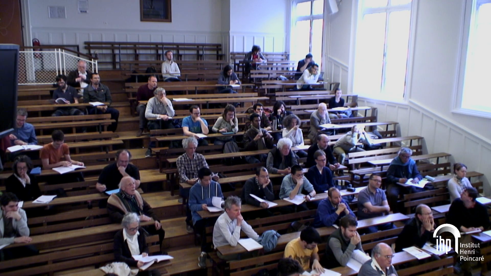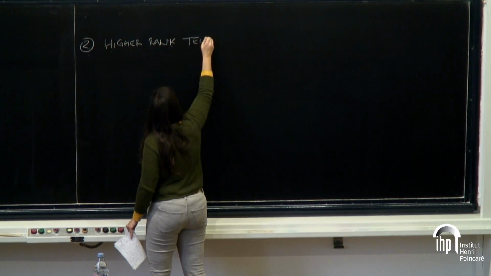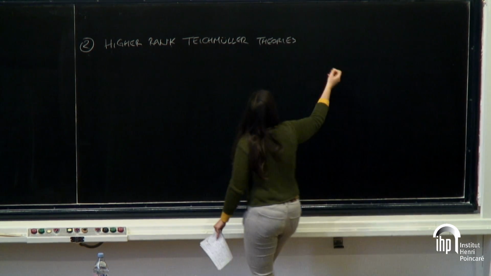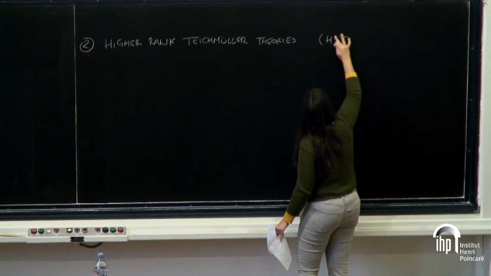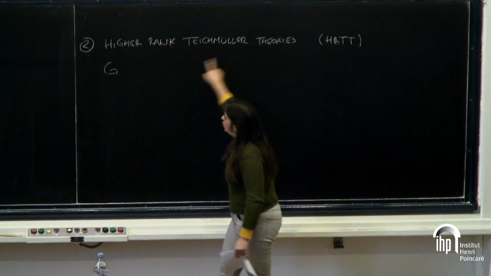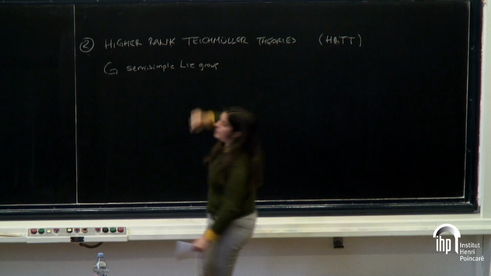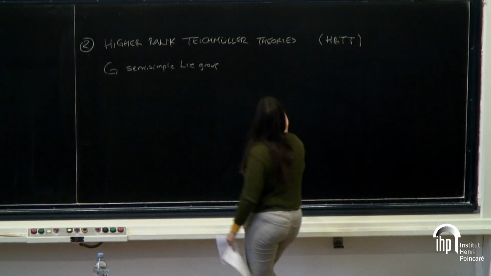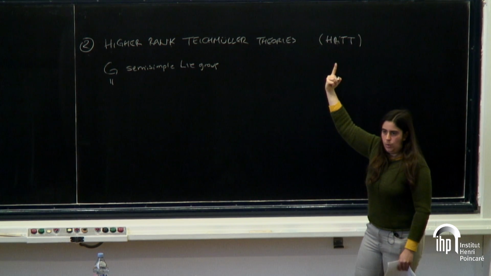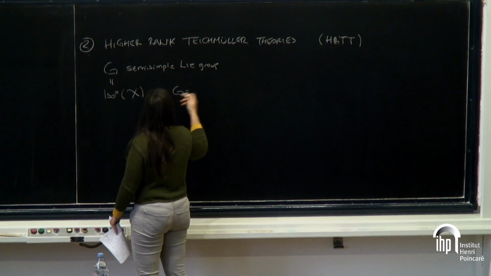This brings me to point 2, which is higher rank Teichmüller theories, which from now on I will abbreviate as HRTT. To tell you what I mean by this, I want to fix G, a semisimple Lie group. This will replace PSL2R in my previous setting. And as I was thinking of PSL2R as the group of isometries of H2, I want to think of this as the connected component of the isometry group of the symmetric space, and this is going to be of non-compact type.